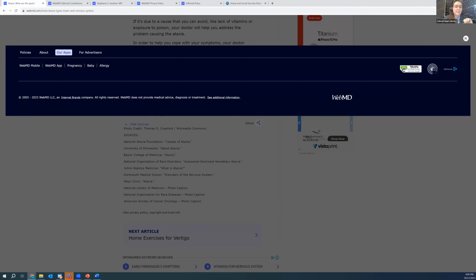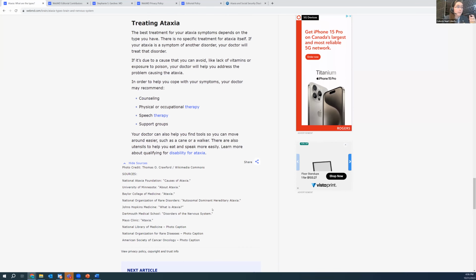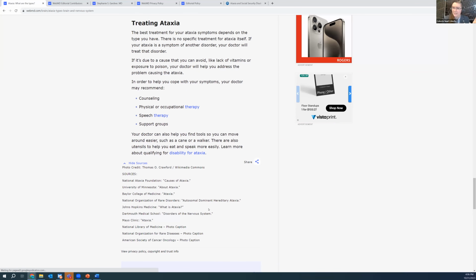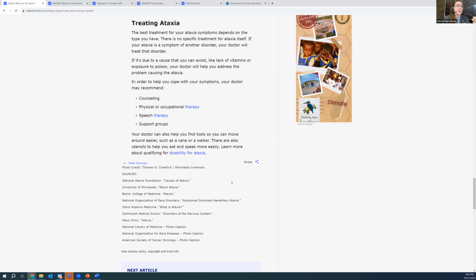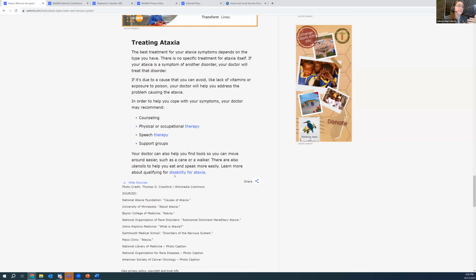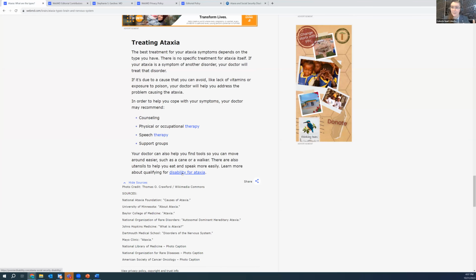I'll exit out of that. But one thing that you wouldn't necessarily know when you are first reading this article is WebMD, they're not super transparent. They're a for-profit company. So the way that they make their money, again, is through advertisements like this, as well as affiliate links, like this one, for example. It takes you to a company that you can pay to help you qualify for Social Security. And WebMD gets paid for the number of people who sign up through their affiliate link.